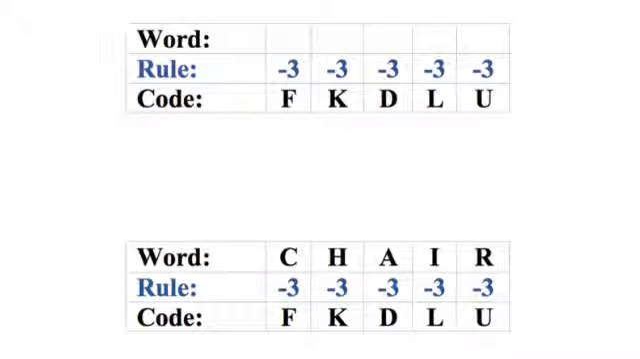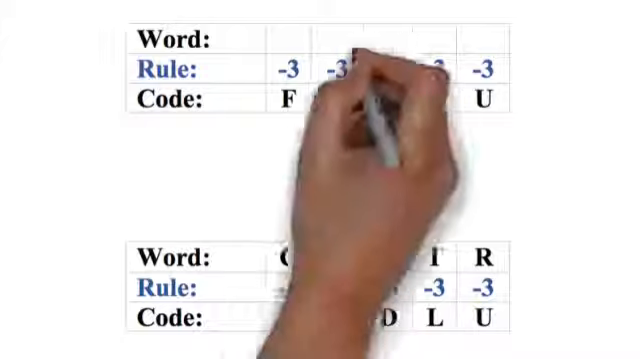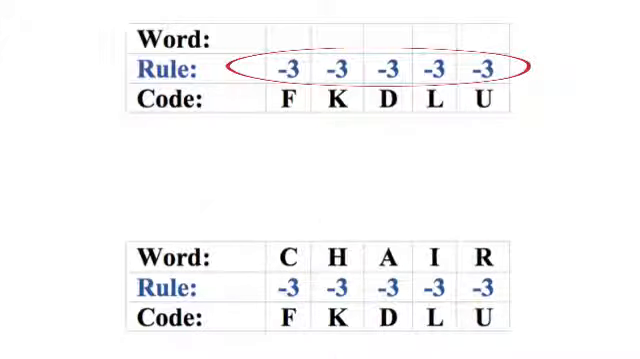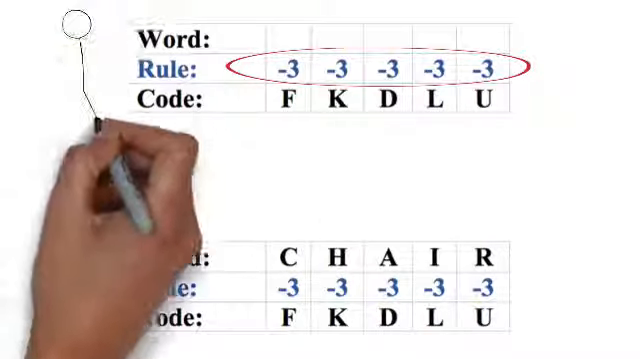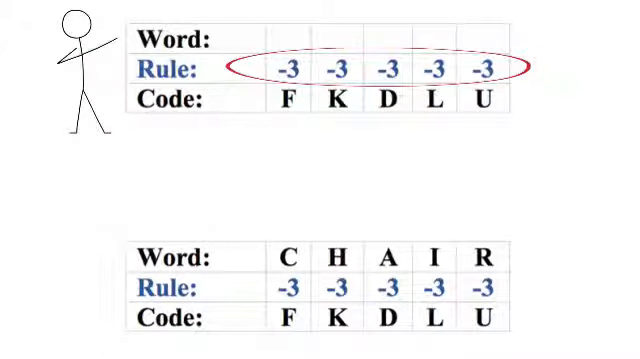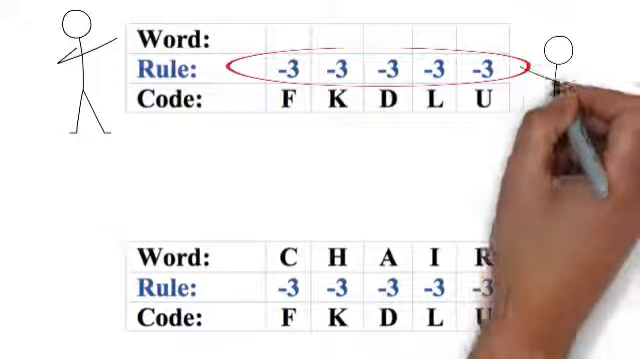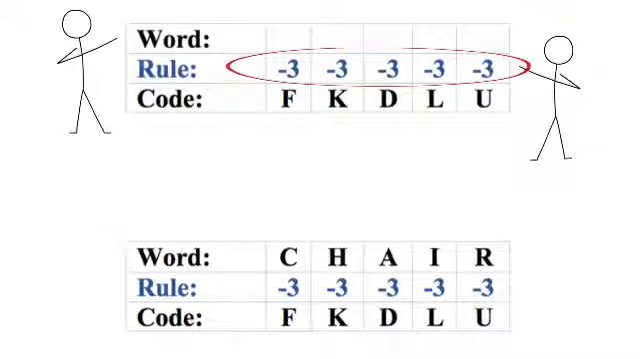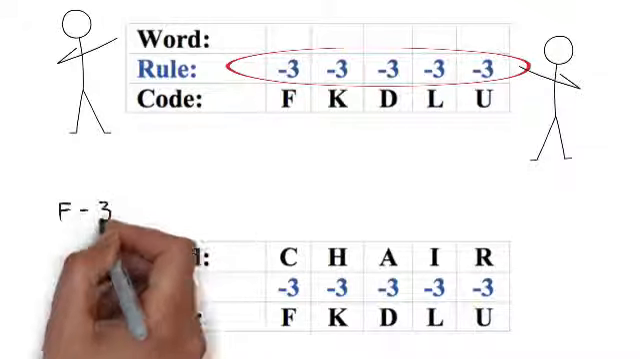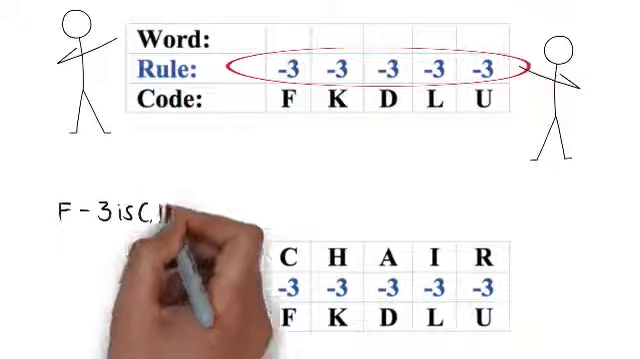What is the word for FKDLU? This is the opposite of what we have just done, so we have to reverse the rules. This means that +3 will be -3. Now what you need to do is write down the code and the rule above it. Word: rule -3. Code: FKDLU.